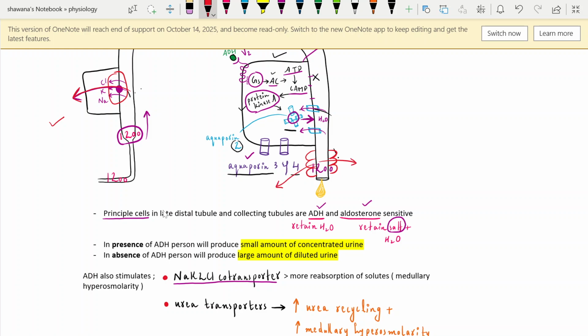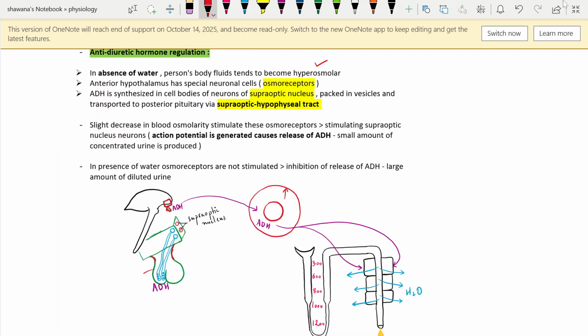Okay, there is absence of water. So there is a special type of receptor in the hypothalamus known as the osmoreceptors. These are osmolarity sensitive, and ADH is synthesized in the neurons of the supraoptic nucleus. In the neurons of the supraoptic nucleus, ADH is synthesized and packed inside vesicles, and it is transported to the posterior pituitary by the supraoptic hypophyseal tract.